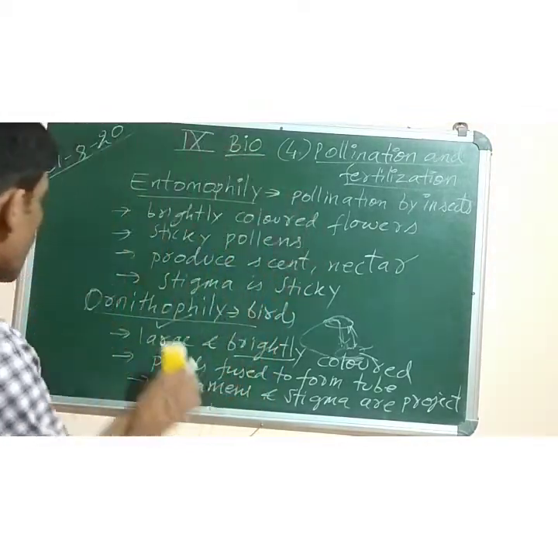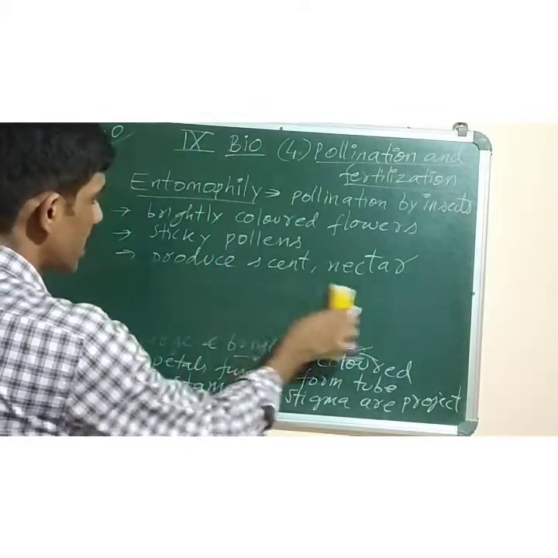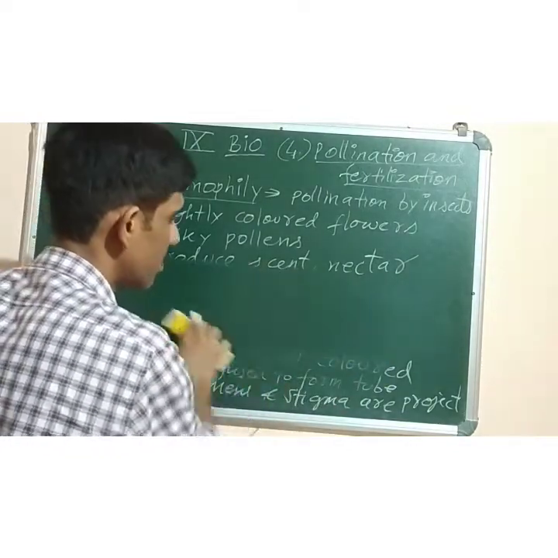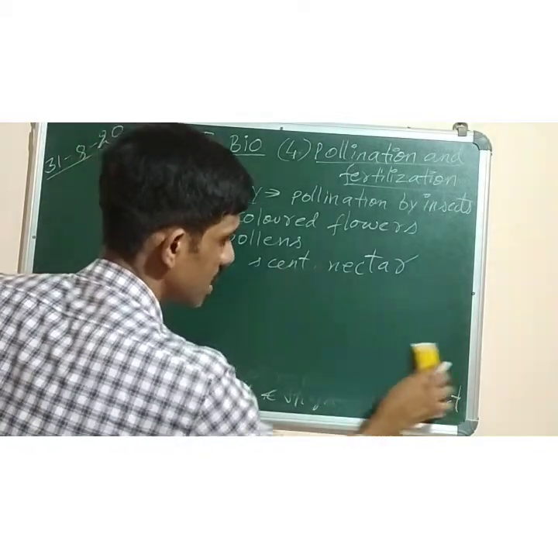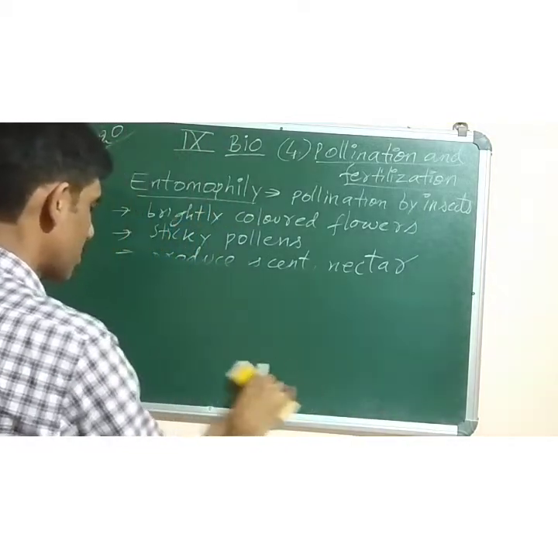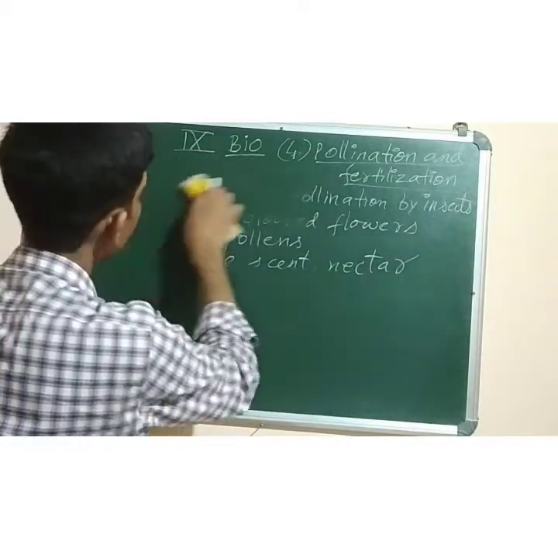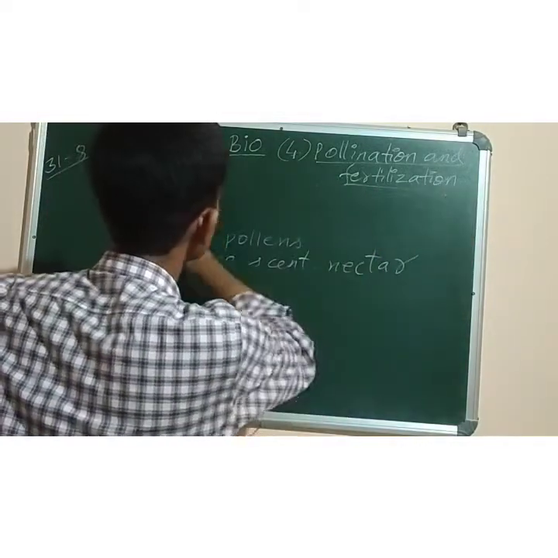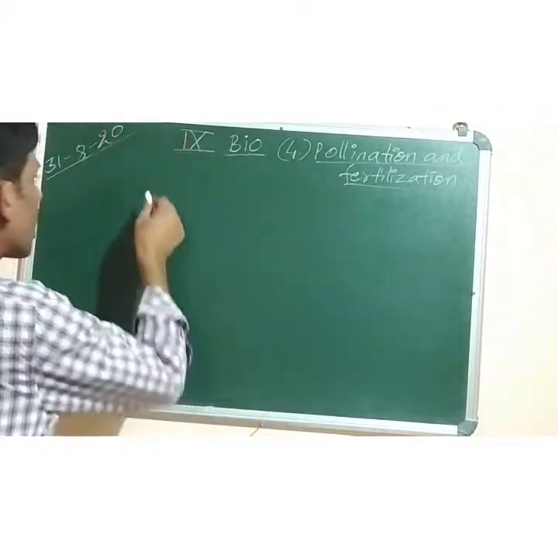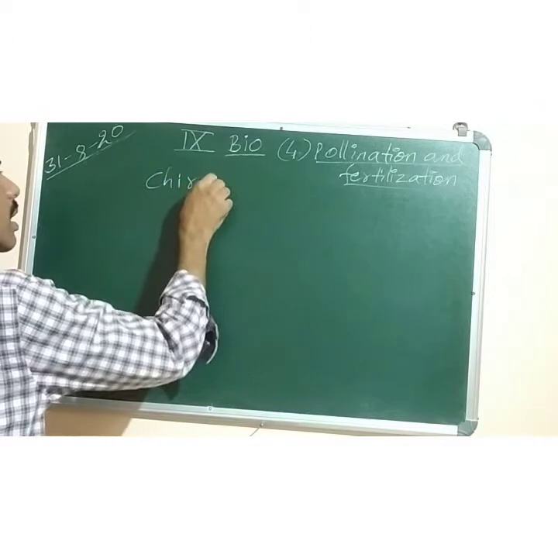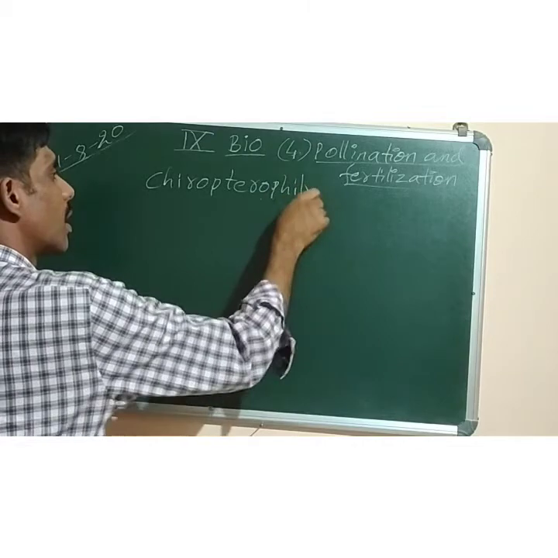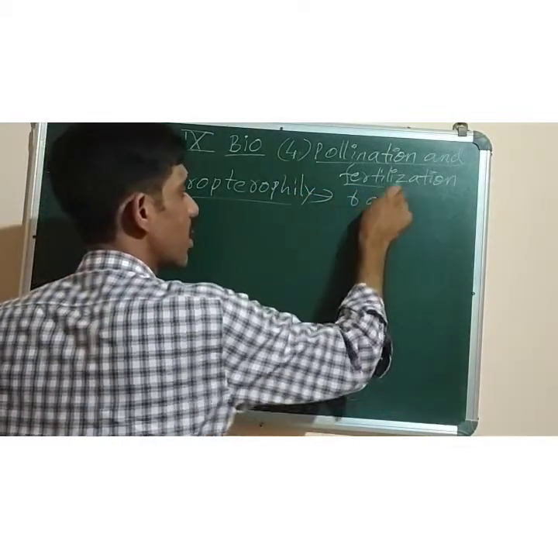Now next we have pollination by bats, that is another living agent. Bat pollinated flowers are also called chiropterophilous; the word used to describe pollination by bats is chiropterophily. Okay, what is the word used? Chiropterophily means pollination by bats.